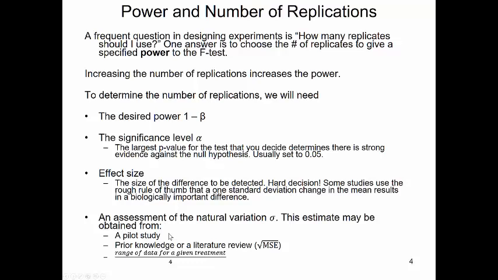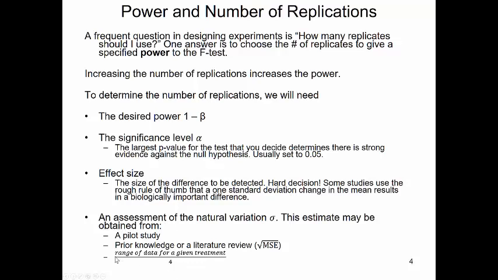Sometimes this is a hard question, and some studies use the rule of thumb that a 1 standard deviation change in the mean results in a biologically important difference, so they can take that into account when they're doing the power and sample size. The last thing you need, which can also be difficult, is an idea about the natural variation in your study. So again, I'm telling you haven't done your study yet, but you have to have an idea about variability. This estimate can be obtained from maybe a pilot study, maybe a literature review. You saw where someone else had done a similar study, and you take their mean square error from their ANOVA analysis, and you use that in this kind of natural variation.